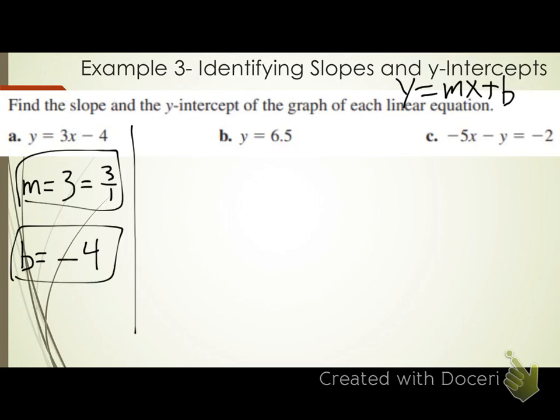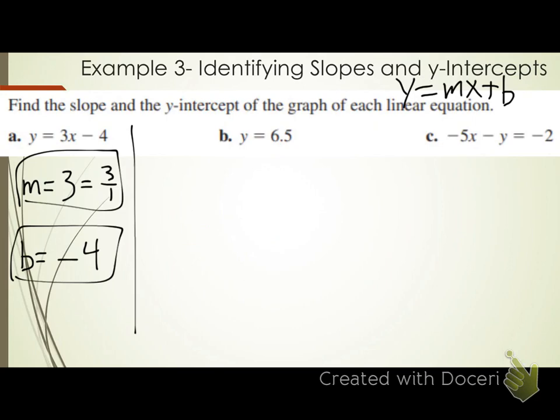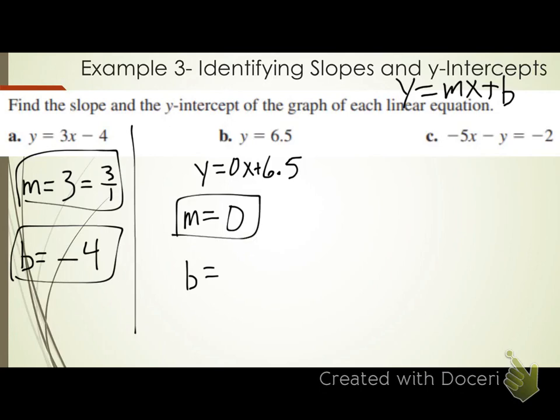Okay? Letter B, y equals 6.5. Is that in slope-intercept form? No. You sure? Yes. Read the last sentence here on this slide again. So is this in slope-intercept form? Yeah, it's technically y equals 0x plus 6.5, right? So that is slope-intercept form, so I can easily identify the slope and the y-intercept. What's my slope here? Zero. And my y-intercept is? 6.5. Questions on letter B?